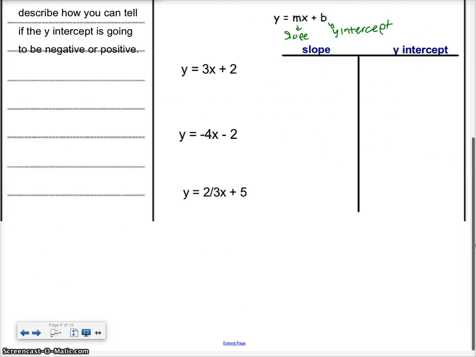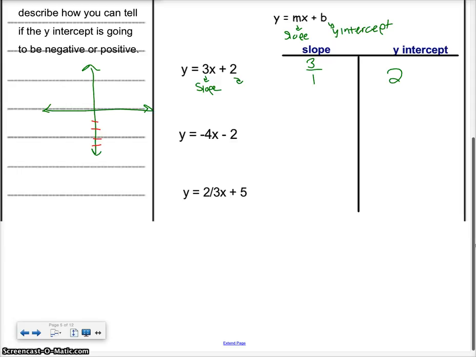So y equals 3x plus 2. What's my slope? 3. My slope is 3, but it's really 3 over 1. Up 3 over 1. My y-intercept is after the x, so my y-intercept is going to be 2. So this line, instead of making a table of values like we did in Unit 4, I can quickly graph this line.